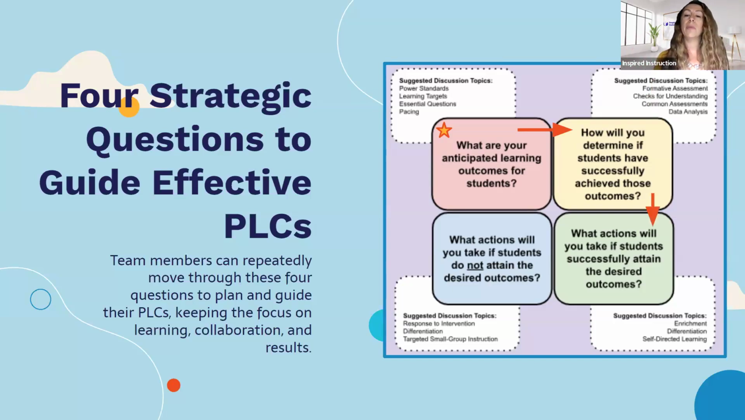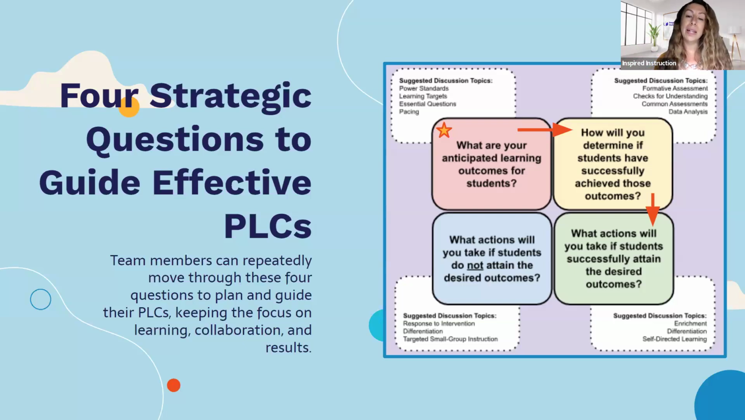Then you're going to move on to that green box. What actions will you take if students successfully attain the desired outcomes? So if you have a green light, yes, great. Our students understand what they need to understand. What exactly are you going to do then? Are you going to provide enrichment, differentiation, maybe some self-directed learning? What's going to happen there?